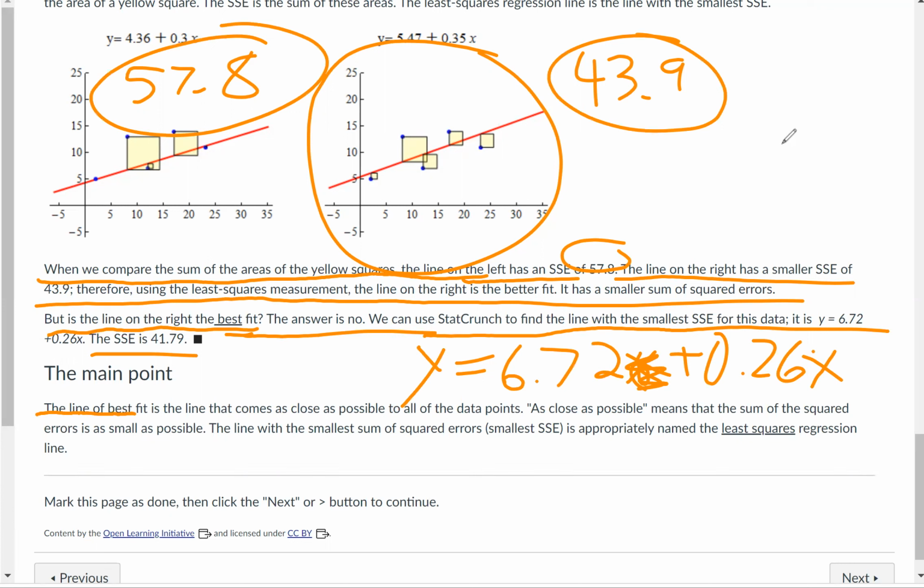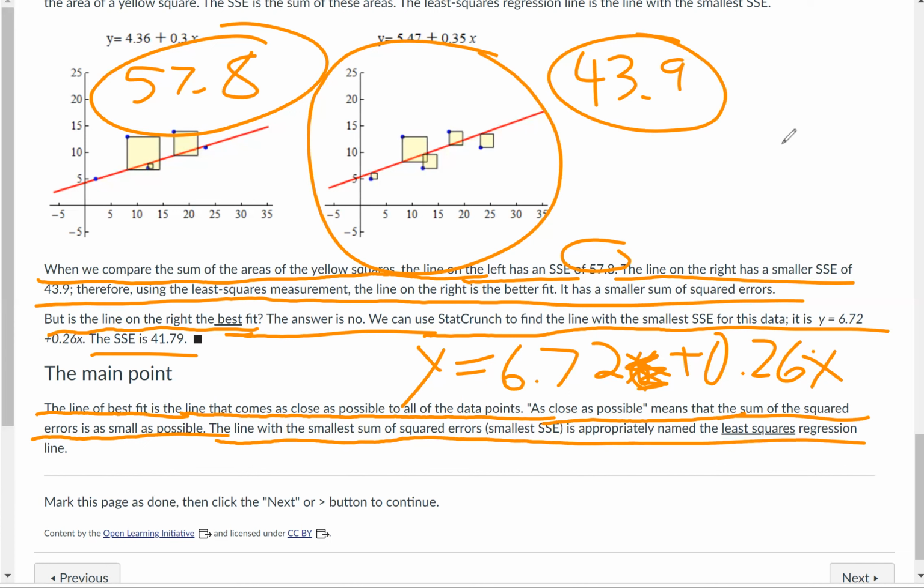The main point here is that the line of best fit is the line that comes as close as possible to all the data points. And by as close as possible, we mean that the sum of the squared errors is as small as possible. The line with the smallest sum of squared errors is appropriately named the least squares regression line.